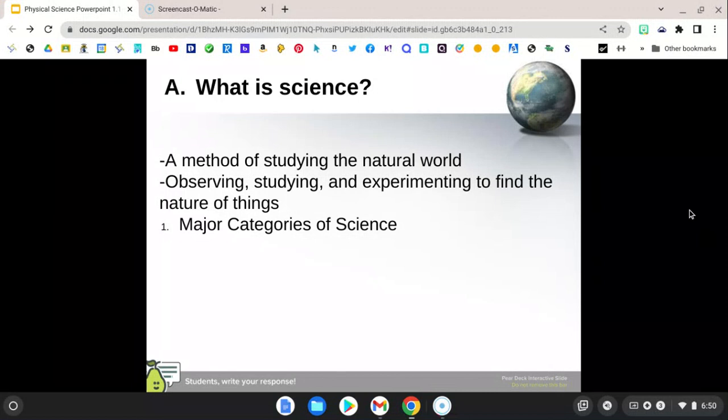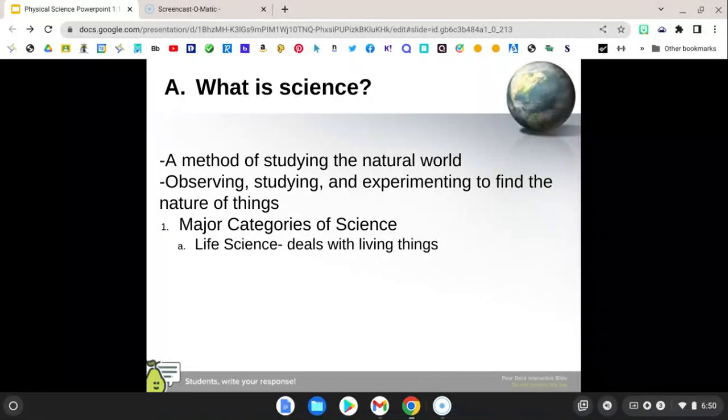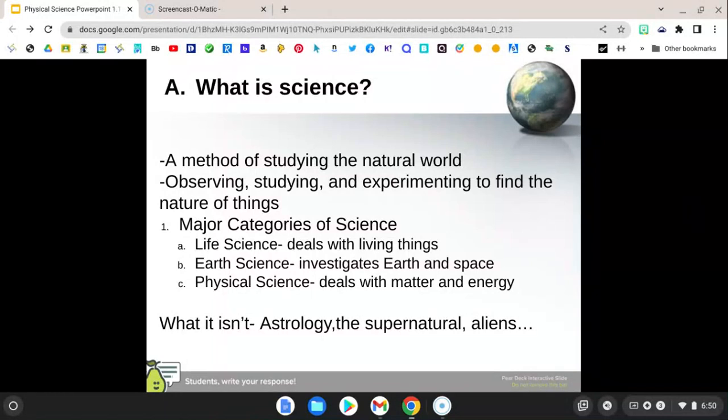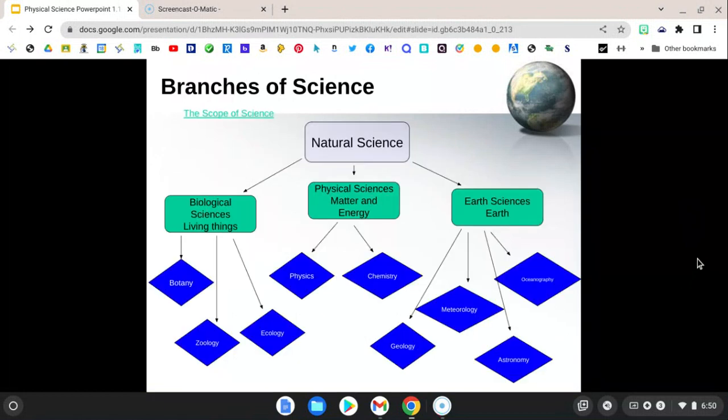The major categories of science include life science, like biology, and this deals with living things. Earth science, which investigates Earth and space, and physical science, which deals with matter and energy. That's the class that we're talking about today. What science isn't is astrology, your astrological science, the supernatural, like vampires and ghosts, and aliens. Any guesses why? We'll talk about it again at the end if you don't know.